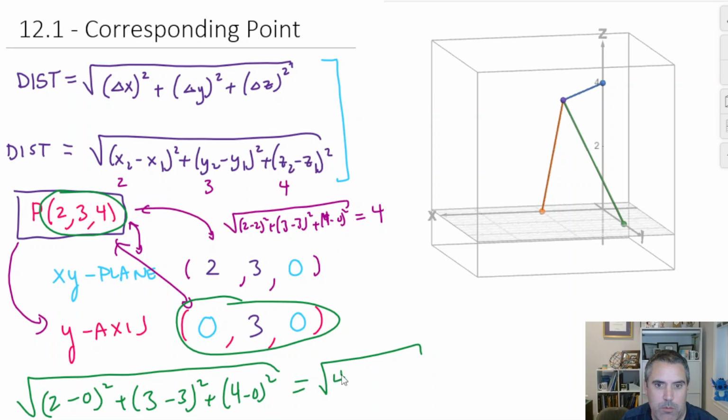And this would be 4 plus 0 plus 16. It's the square root of 20, which isn't a nice number. You don't even have to rationalize in this class, but it's 2 root 5 if you want to be pretty. That's that green distance. So the goal here is just to get you to think in 3D. And whenever you're thinking about distances between things, if you can find the corresponding points that are closest together, then you can do this problem. All right, I hope you found that interesting.